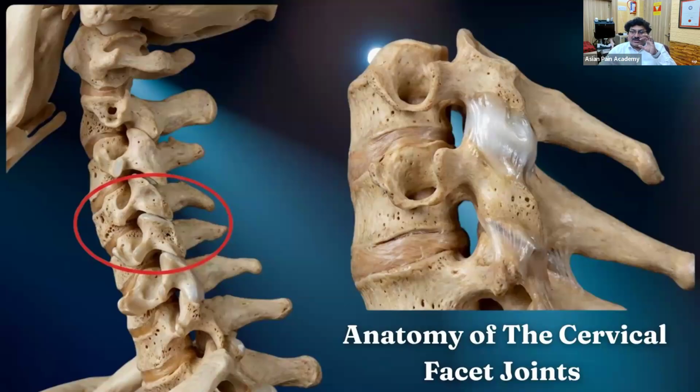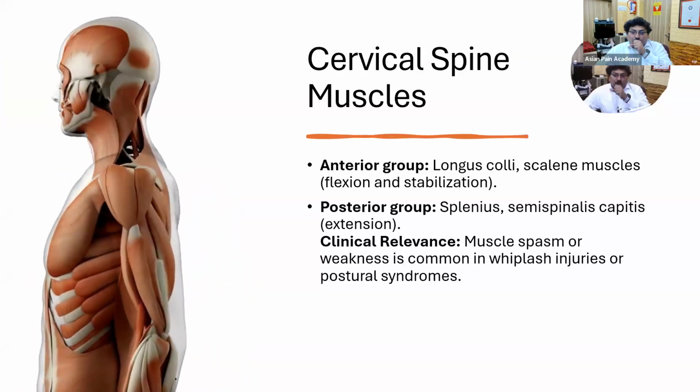A facet joint can also give a radicular pain when there is a facetal cyst which is coming to the anterior side and compressing over the root, or a facetal hypertrophy compressing over the facet root. These are the conditions where facet joint can give a radicular pain too.